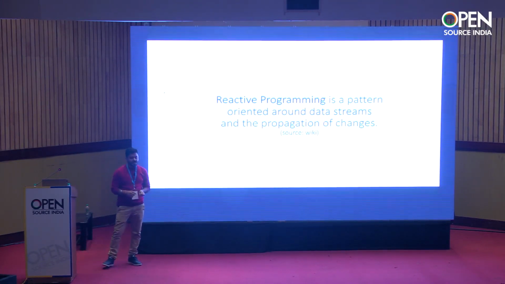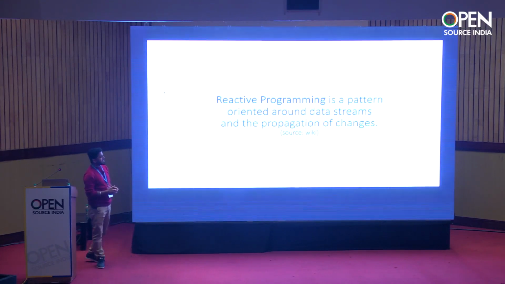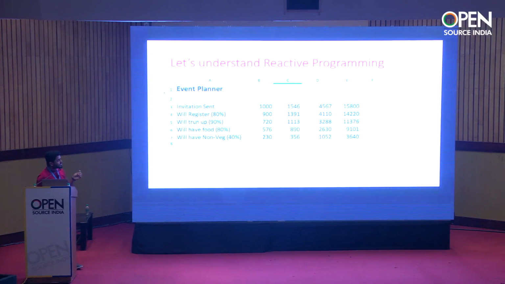Reactive programming is a pattern oriented around data streams and the propagation of change, and that's exactly what is happening here. Once I change the data, the change propagates. So what I'm saying here is, invitations sent: 1,000, let's say. If I send an invitation to 1,000 guys, 80% will register, out of that 80%, 90% will turn up, out of that 90%, 80% will have food, and out of that maybe 40% will have non-veg, and I know how much non-veg or veg items I have to arrange.